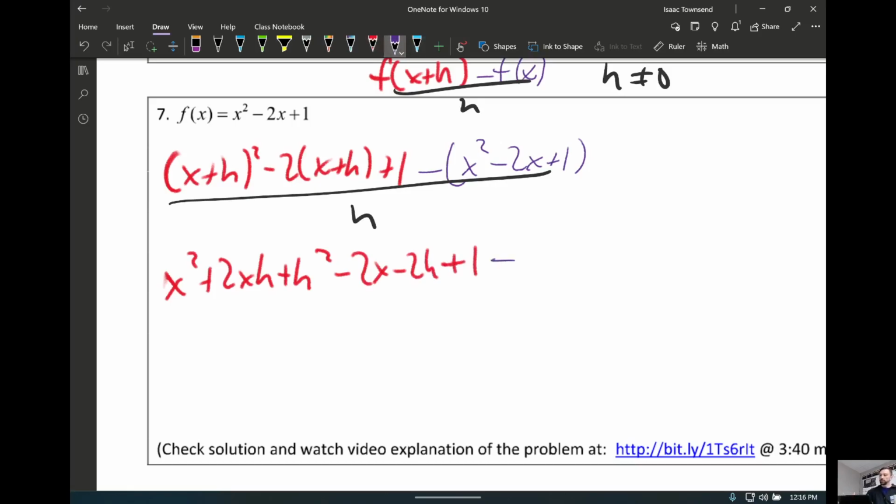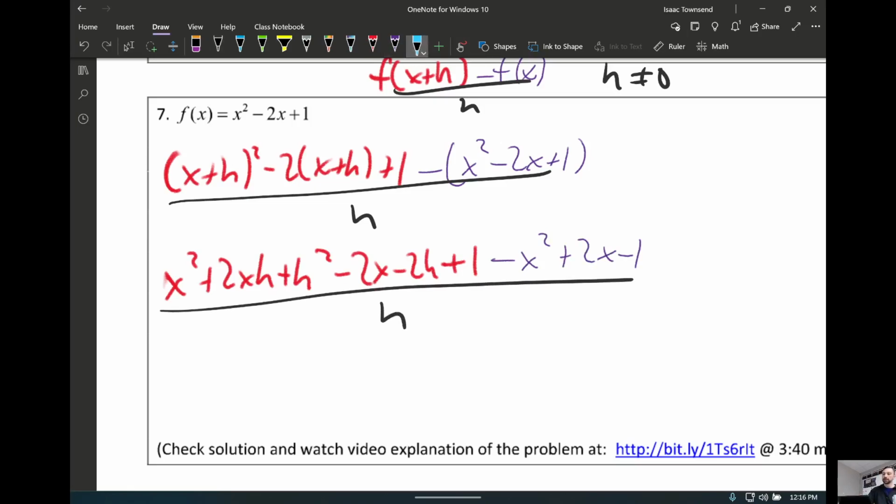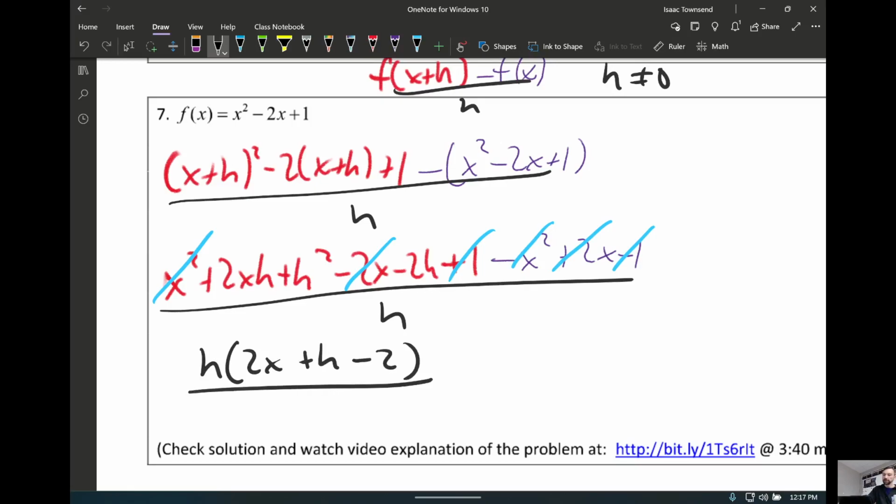Distribute a -2, distribute a negative. There's a lot of stuff, but again, the steps shouldn't be too bad. Combine like terms. Most everything should go away. Everything that's left over should have an h in it. So if it helps you to see it, factor out the h, and your last step should be canceling out h.